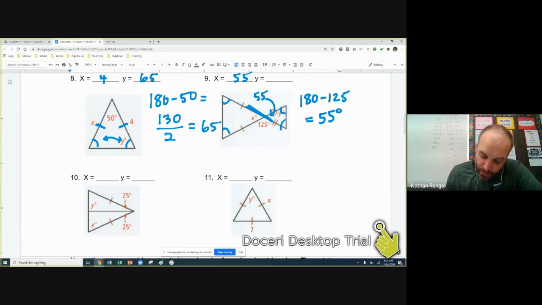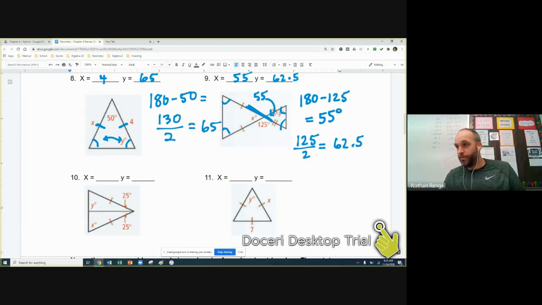And the same idea as before, I've got the remaining degrees left for angle y and its congruent angle. So if I have angle y and its congruent angle, the remaining degrees left in that triangle is 125. I would divide that by 2. That's going to give me 62.5. So I know that the triangle is an isosceles triangle. 55 of the degrees are taken up. That's going to leave me then with 125 degrees to split between those two congruent angles.